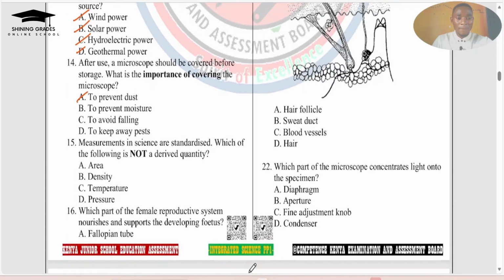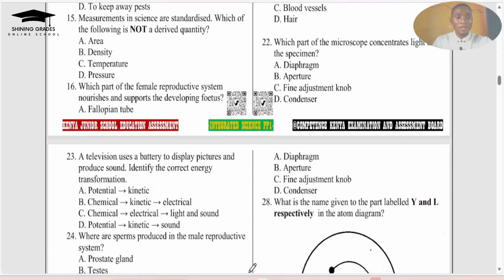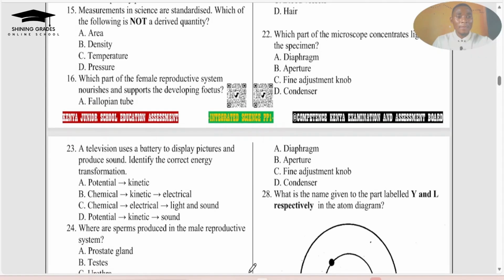Question 15. Measurements in science are standardized. Which of the following is not a derived quantity? We have two types of quantities: the basic and the derived. Derived quantities are those that we derive from the basic quantities. So area is derived. We have density, which is also a derived quantity. Temperature is a basic quantity.